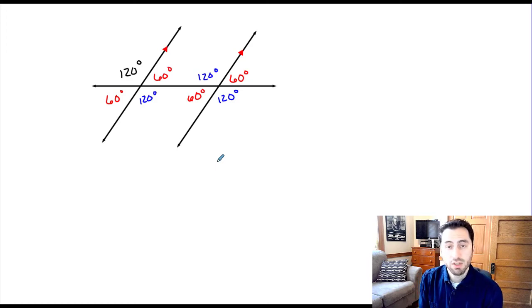So 4 theorems, 4 special types of pairs of angles, and that gives us a way to find out a bunch of different angle measures.